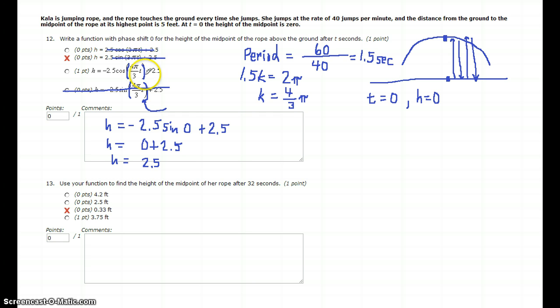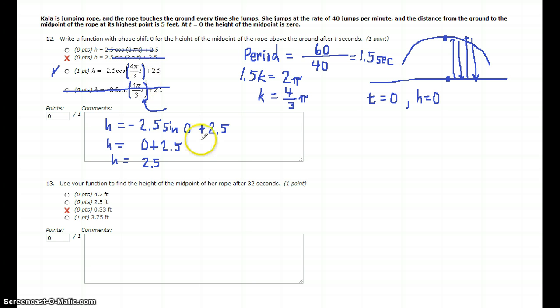If we do the same thing and plug 0 in for the cosine, we're going to end up with negative 2.5 times the cosine of 0. The cosine of 0 is always 1. So negative 2.5 plus 2.5 gives us an h of 0. That shows that this is the correct answer.